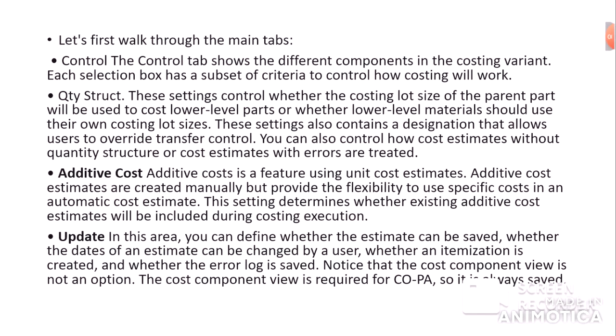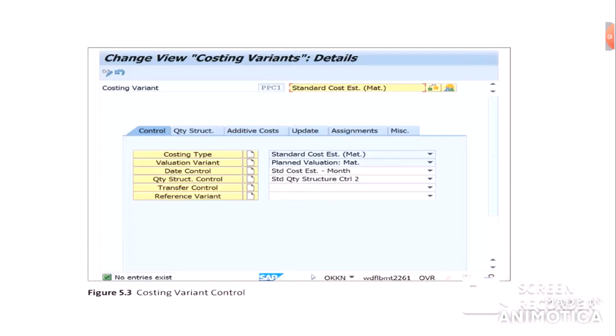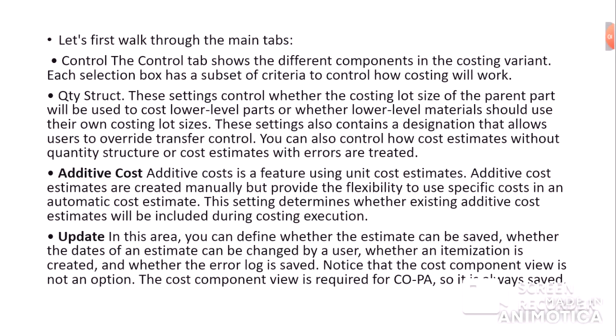The control tab shows the different components in the costing variants. Each selection box has a subset of criteria to control how costing will work. So the first one is the control tab. The control tab shows different components in costing variant. Each selection box has a subset of criteria to control how costing will work.